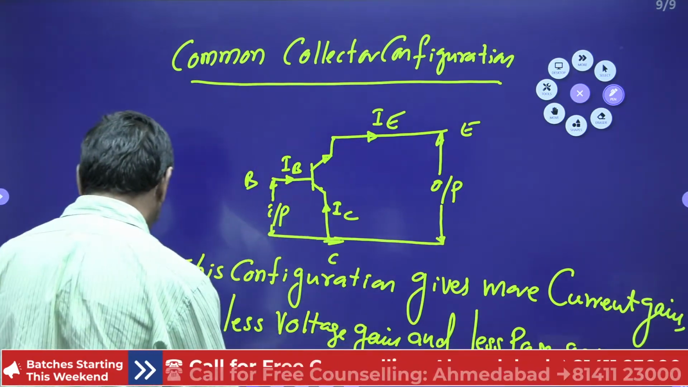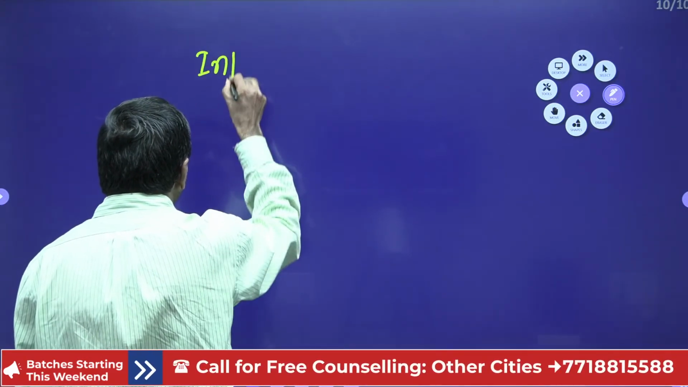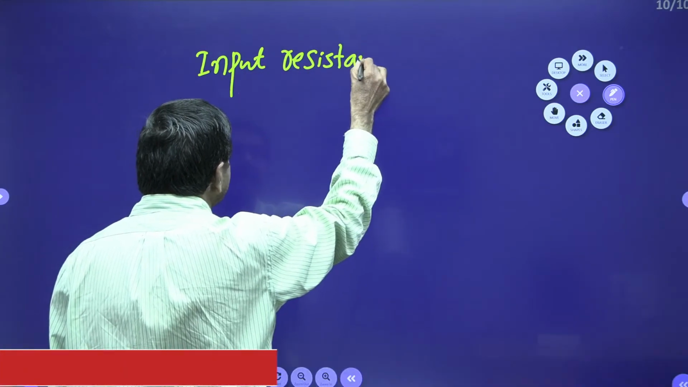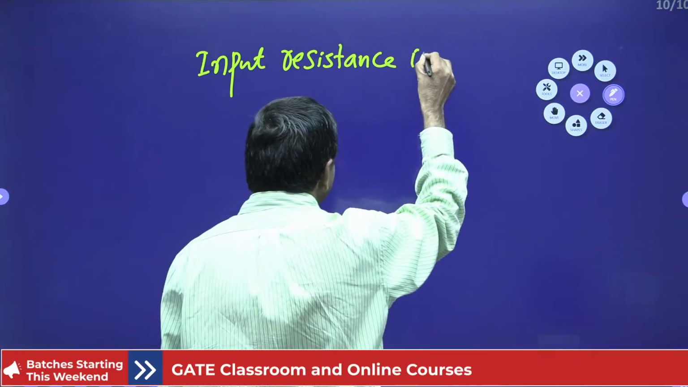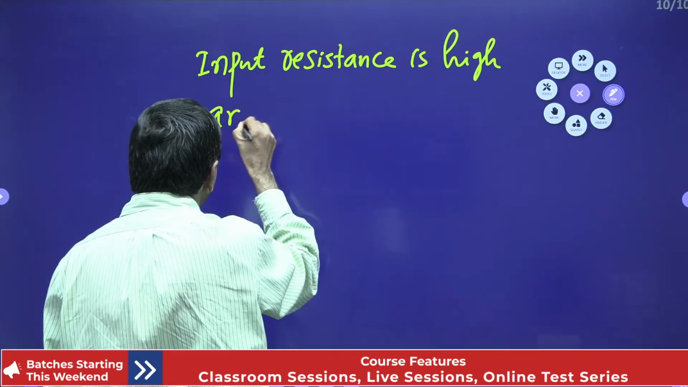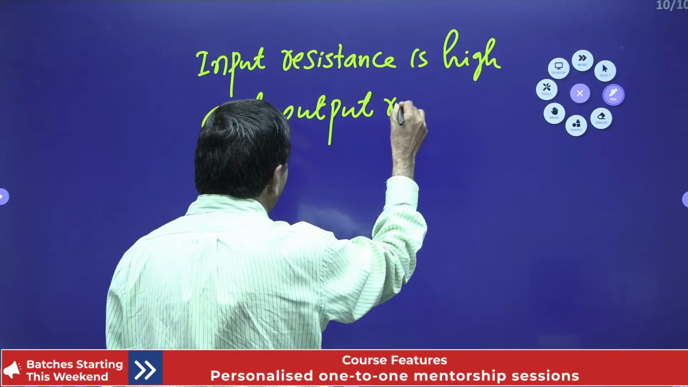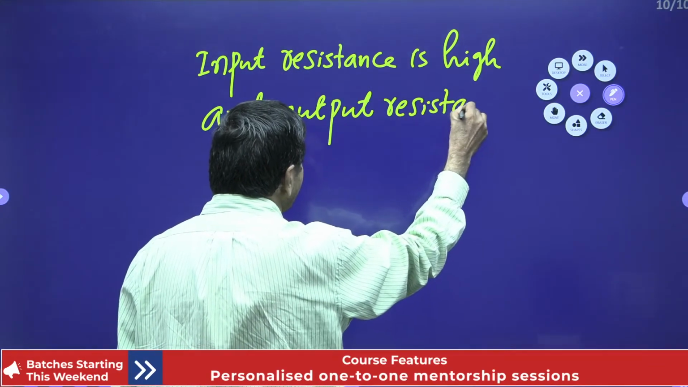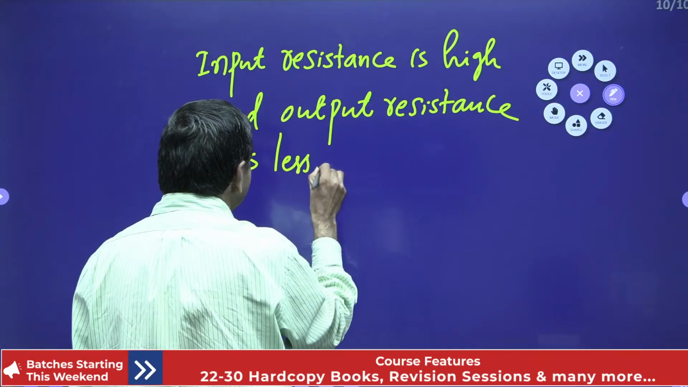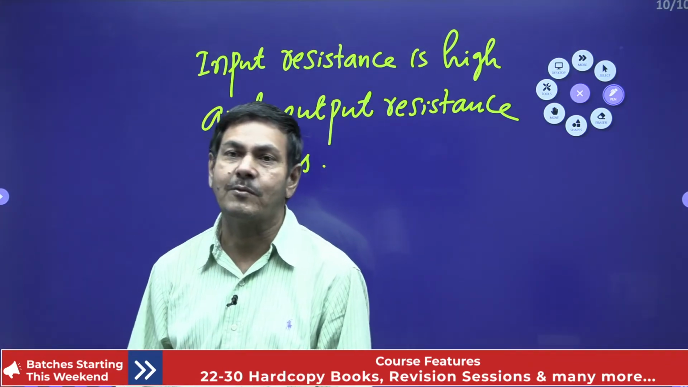If you maintain it in such a way, then only can I get the parameters in this way. What I said: input resistance or input impedance is high and output resistance is less. In such a way we need to maintain it.